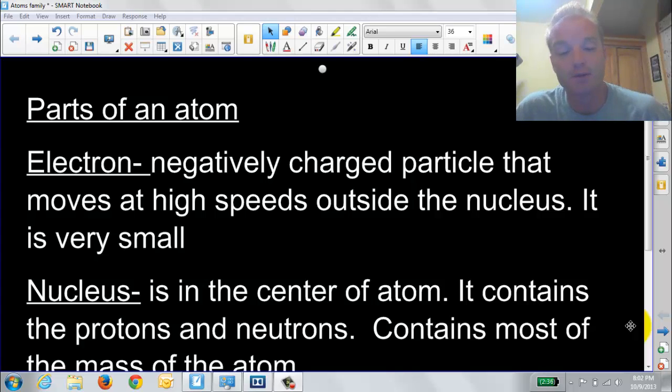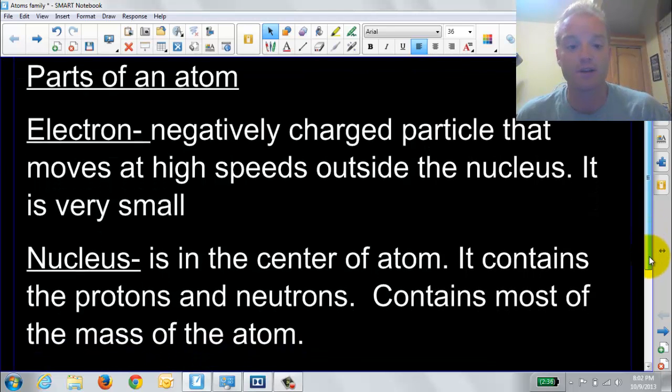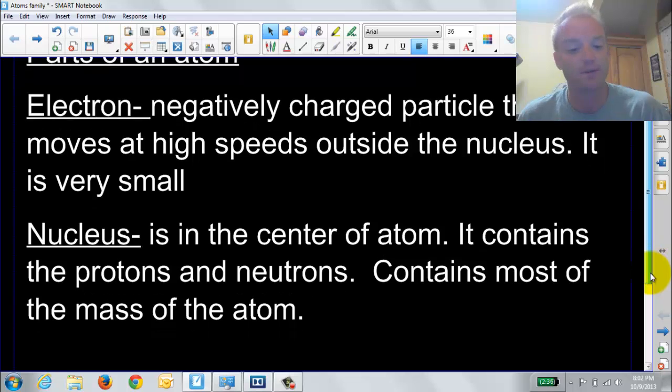First, on the outside, we have the electrons. An electron is a negatively charged particle that moves at high speeds outside the nucleus. So it's spinning around in what's known as the electron cloud. It's very, very tiny, has very little mass. It moves at very high speeds, so fast we don't really know where it is at any one time. It's here, it's there, it's nowhere, creating that electron cloud.